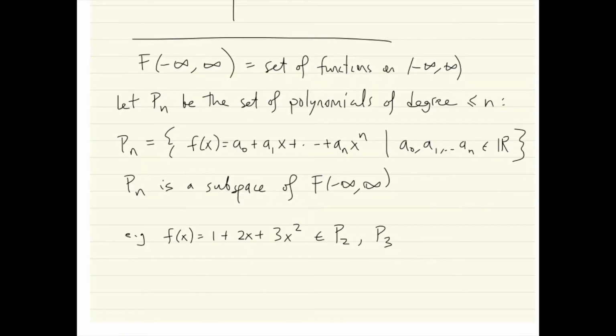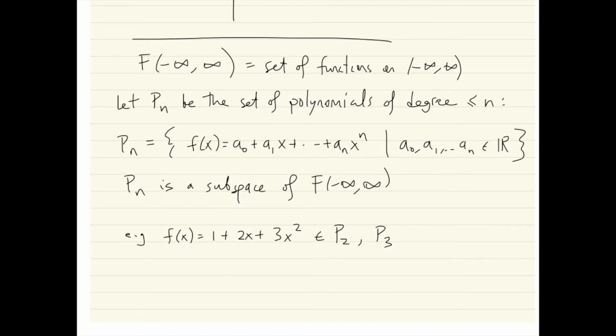Here's an example that considers these somewhat strange function spaces that we talked about in the previous video. So F from -infinity to infinity is the set of functions that have the interval, the entire real line, as the domain. And let Pn be the set of polynomials of degree less than or equal to n. And so what is Pn? It's functions f of x of this particular form.